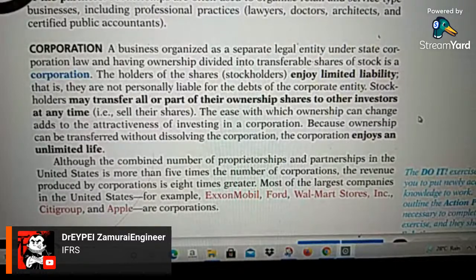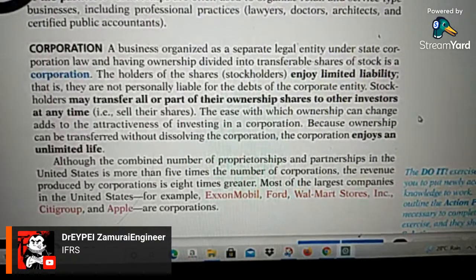What do you mean by legal entity? The company can be accused in court. If the company is accused in court, it does not necessarily mean that the owners is accused in court. The company, because it is a corporation. But if the ownership is proprietorship, so if your company is accused in court, the individual owner is also accused in court. Okay? So these are three different types of business ownership: single proprietorship, partnership, and corporation. Okay?